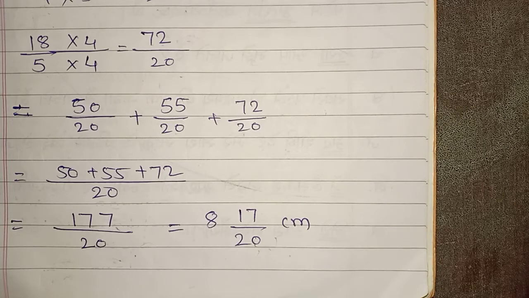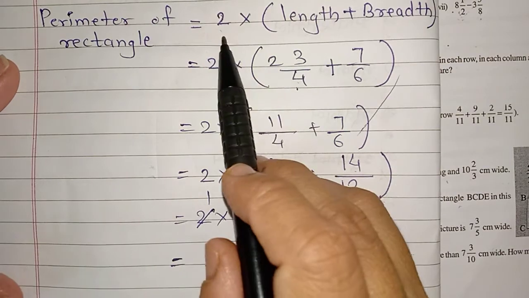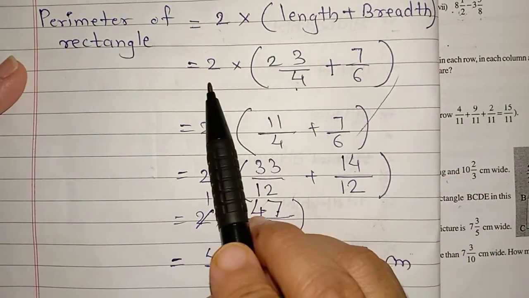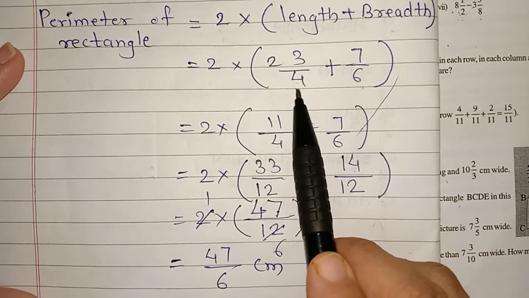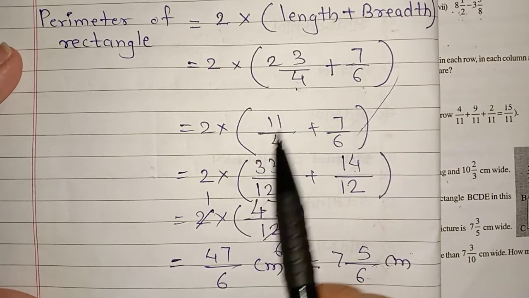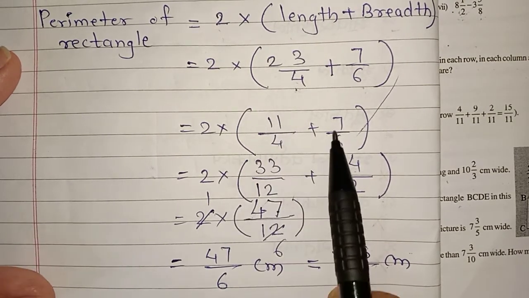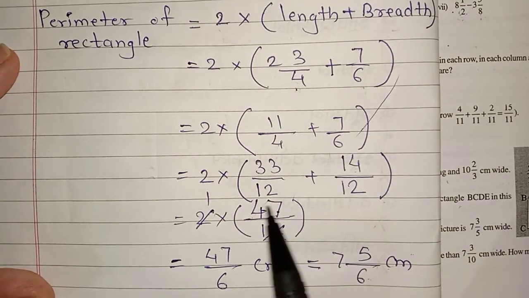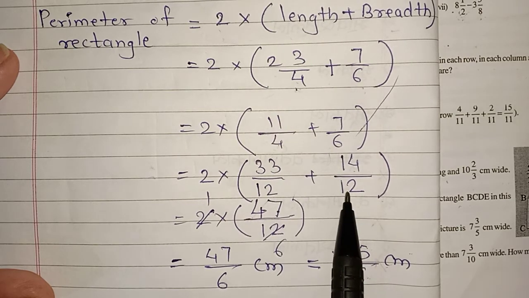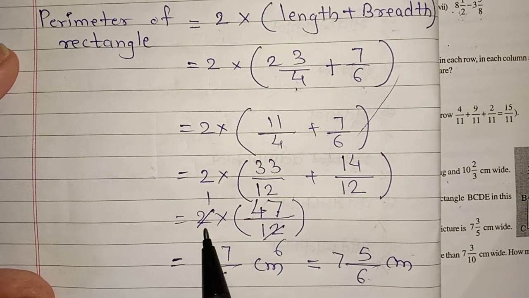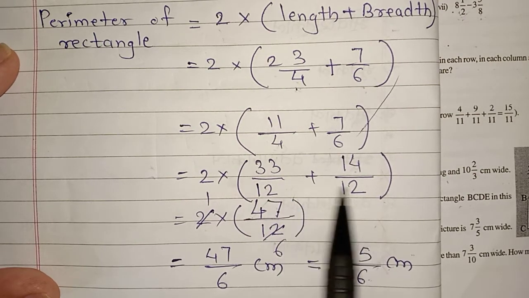Now let's find out the perimeter of the rectangle. The formula for the perimeter of a rectangle is equal to 2 into length plus breadth. So 2 into 2 3 by 4 plus 7 by 6. You can see these figures in the diagram. So let's convert this into an improper fraction. So 2 into 11 by 4 plus 7 by 6. Here again the denominator is not same, so I have made the denominator same by finding the LCM. So it is 2 into 47 by 12 after adding these two numbers.